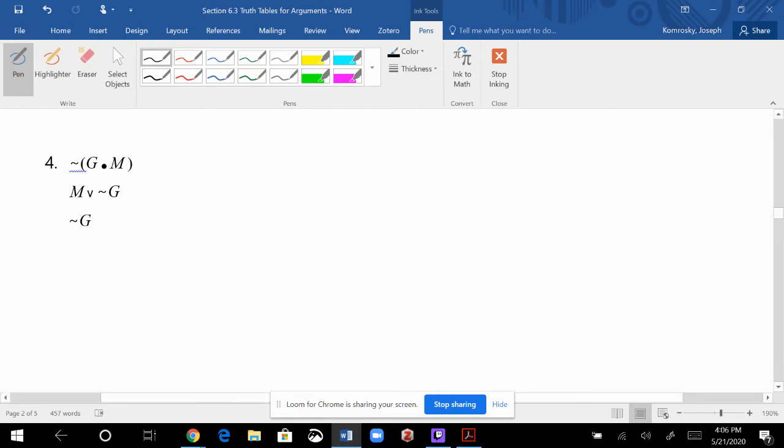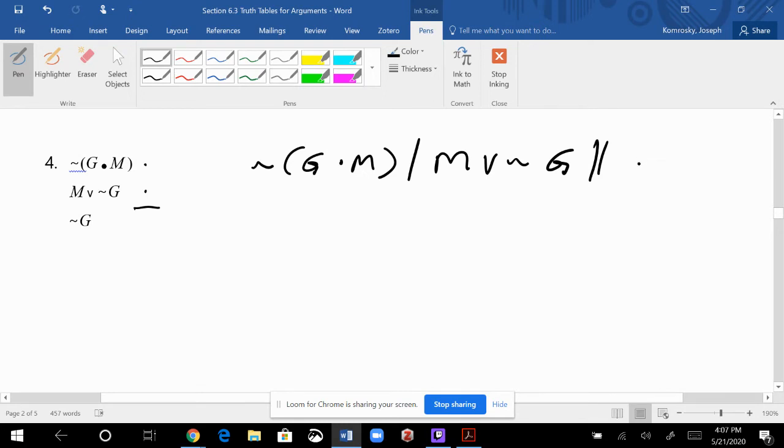How many premises do we have? 1, 2, and then your conclusion. So we have two premises, 1 conclusion. That single line divides a premise. Everybody with me? And that divides the premise too. And then we know that the double line means a conclusion follows.